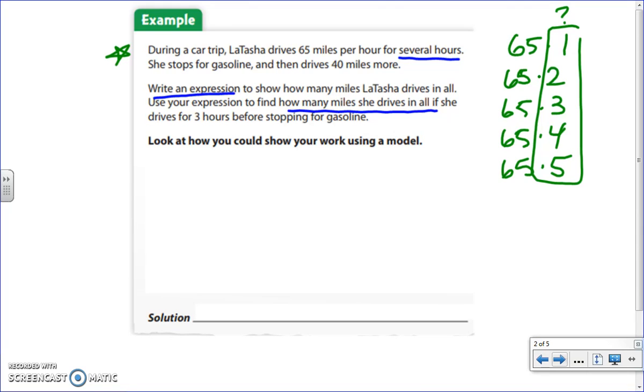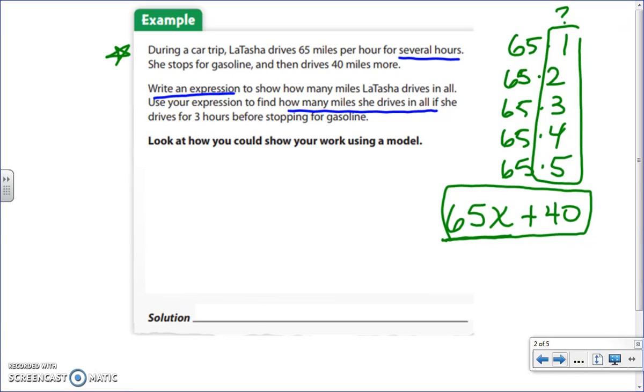And when we have an unknown, a lot of times we use a variable. And so in this case, if she's driving 65 miles for an unknown amount of hours, then she stops for gasoline and then drives an additional 40 miles more. I know that we need to add another 40 miles on top of that. So depending on how many hours she drove initially is going to depend how many total miles she's driven altogether. So my expression is actually going to be 65x plus 40, or 65n plus 40, or it might say 65m for miles plus 40. I'm not sure what it says in your book, but that's going to be my expression representing how far she traveled.